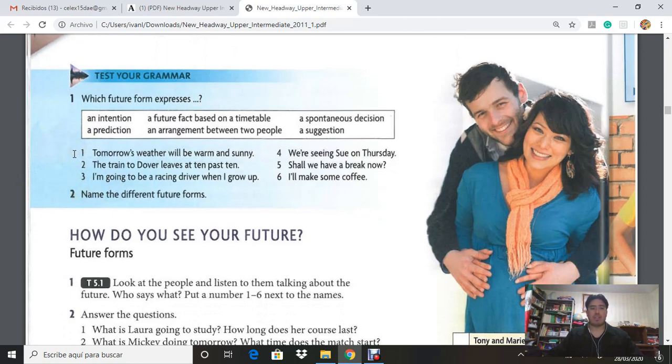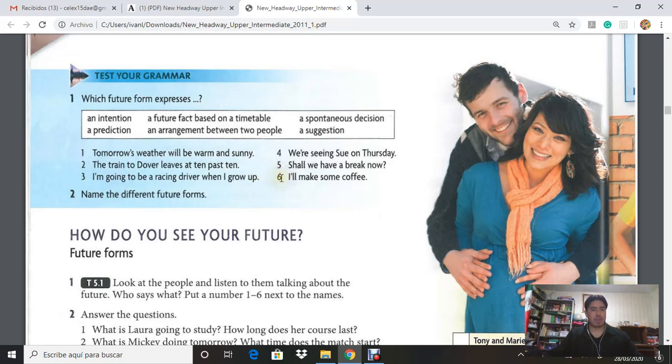Number 1 says, tomorrow's weather will be warm and sunny. Number 2, the train to Dover leaves at 10 past 10. Number 3, I'm going to be a racing driver when I grow up. Number 4, we're seeing Sue on Thursday. Number 5, shall we have a break now? Number 6, I'll make some coffee.